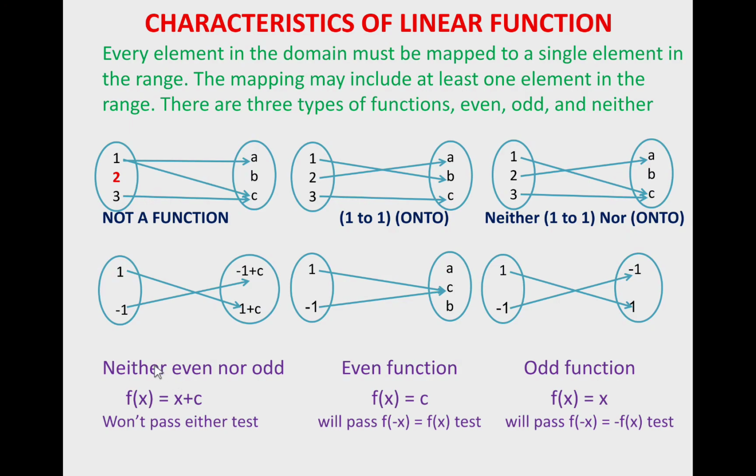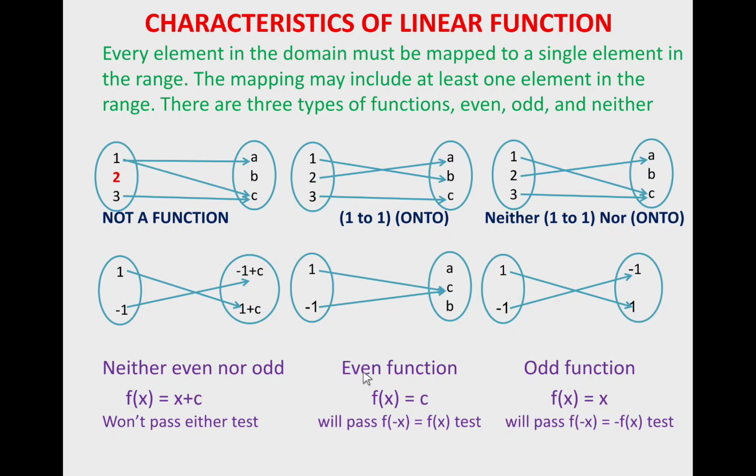So the equation for the function that's neither even nor odd is f of x equal to x plus c. That's the simplest equation for a linear function that's neither even nor odd. X plus c, where c is a constant. So for this one, it won't pass the test for a function if it is even or not, and it won't pass the test for a function if it is odd or not, and that's why we call it neither even nor odd.